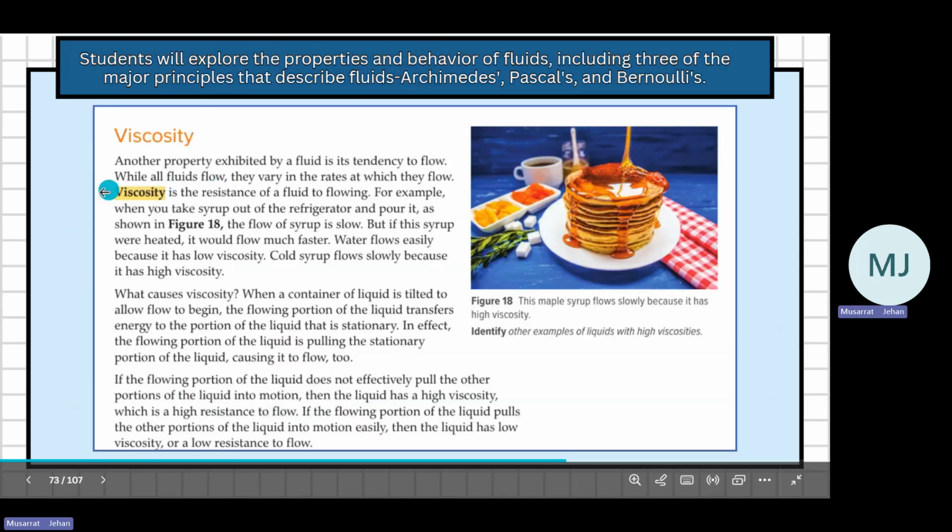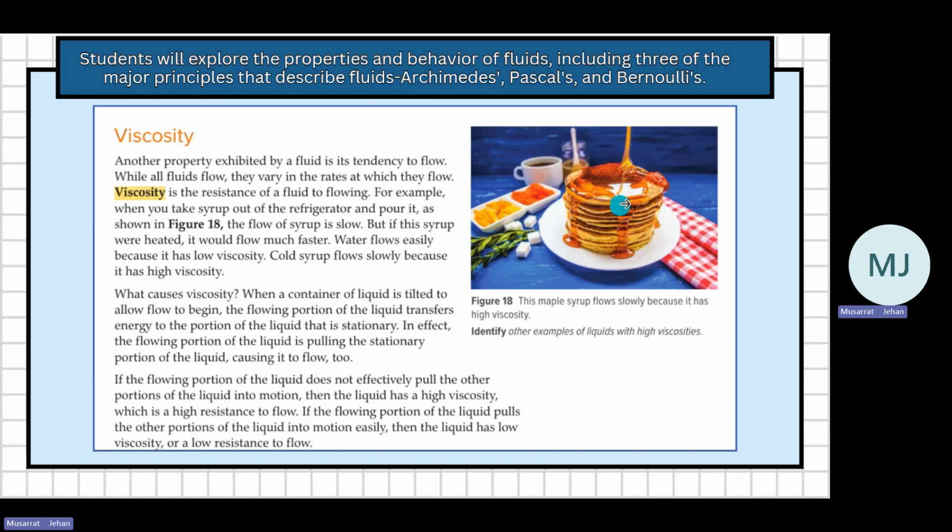This is the same definition of viscosity. Here you see the maple syrup slowly falling down because it has high viscosity. And with temperature, viscosity becomes less. So cold syrup will flow slowly because it has high viscosity. If you warm it, then it will become a little watery, it will flow faster.